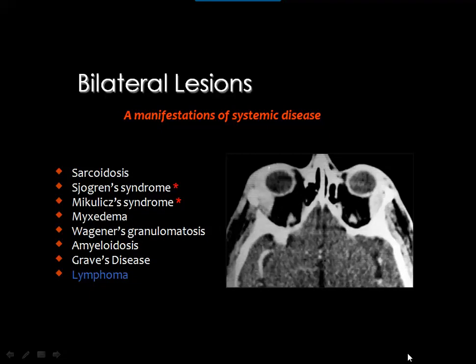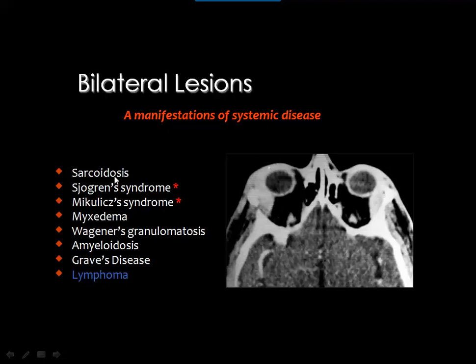Then what happens if you have bilateral, almost symmetrical enlargement of the lacrimal gland? Then you think of a systemic disease, and there are a lot of systemic diseases that can affect the lacrimal glands bilaterally and almost symmetrically, including the autoimmune diseases, particularly the Sjögren and Mikulicz syndrome.